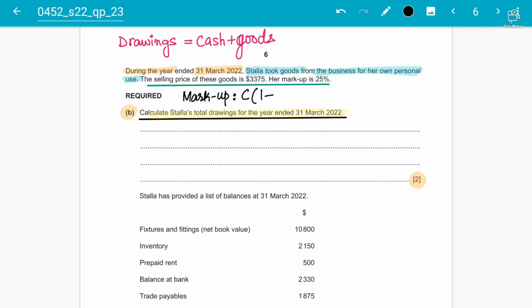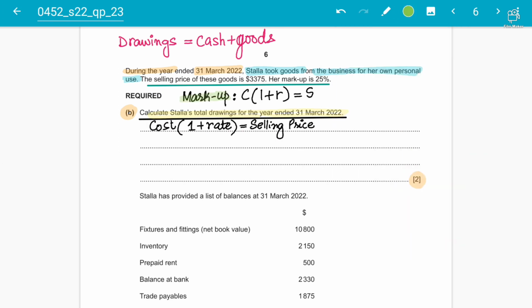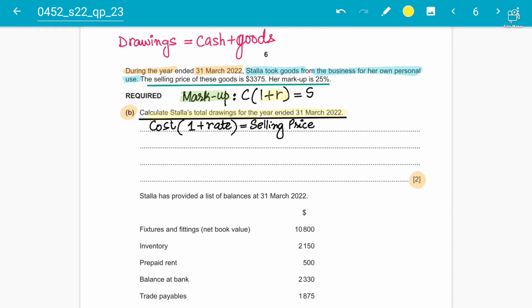It is C times (1 plus R) equals S, where C stands for the cost, R stands for rate, and S stands for the selling price of the goods, the sales amount value. Students need to understand the concept of markup very well: it is basically adding a certain percentage to the cost of your product to get to the selling price. Whatever percentage profit your company wants to make, you add to the cost amount and then you get the selling price. So this formula needs to be learned, or you should just understand the concept and you will be able to apply it as well.